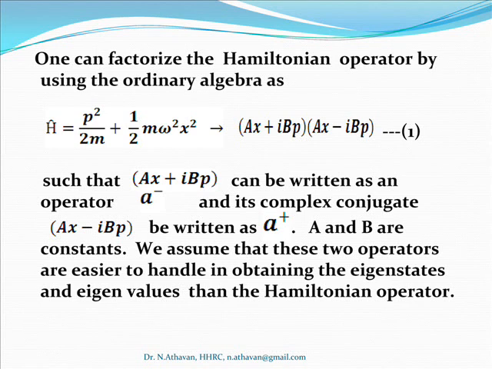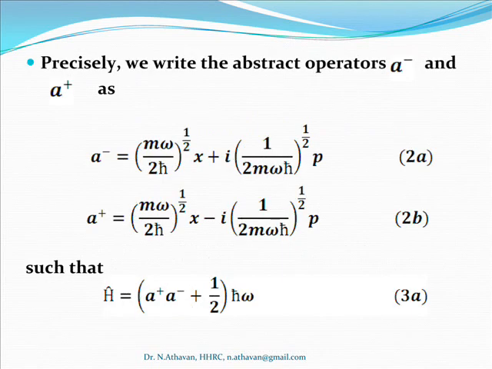As I said earlier, one can factorize the Hamiltonian operator by using ordinary algebra as (ax plus ib p) and (ax minus ib p), such that ax plus ibp can be written as an operator a minus and its complex conjugate ax minus ibp can be written as the operator a plus. a and b are constants here. We assume that these two operators are easier to handle in obtaining the eigenstates and eigenvalues than the Hamiltonian operator.